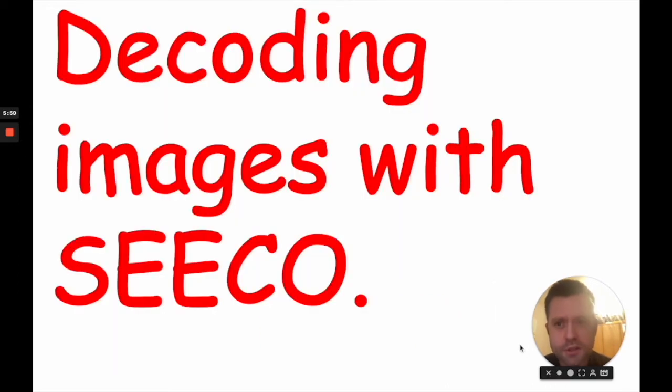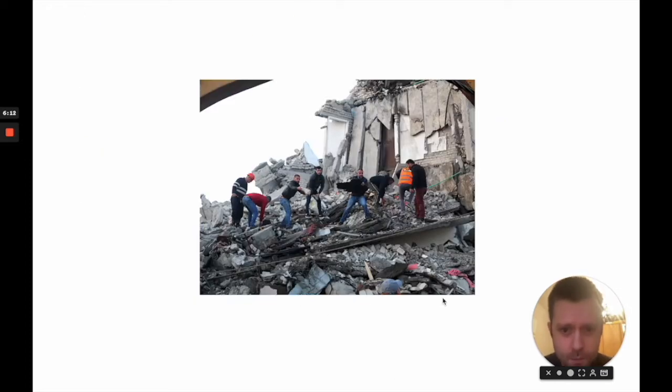Okay, so how can we decode images with SEECO? So whether this be an image in an exam, or in a lesson, or just anything you see around you, you can use SEECO to start decoding the image geographically. Okay, so here we got a photograph of an aftermath of a tectonic hazard. All right, so buildings collapsed. It looks like a rescue team. How can we use SEECO here? You'll notice for each one I've used colours. Okay, so it makes sense what I'm pointing at.